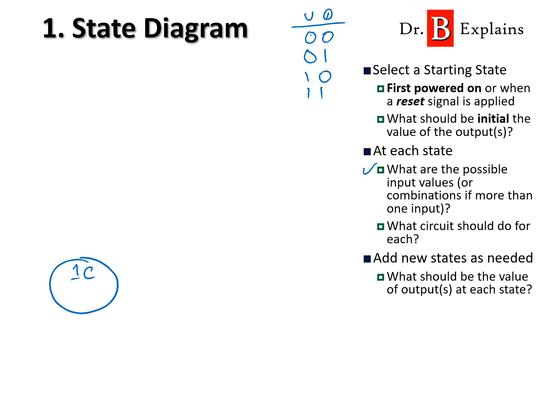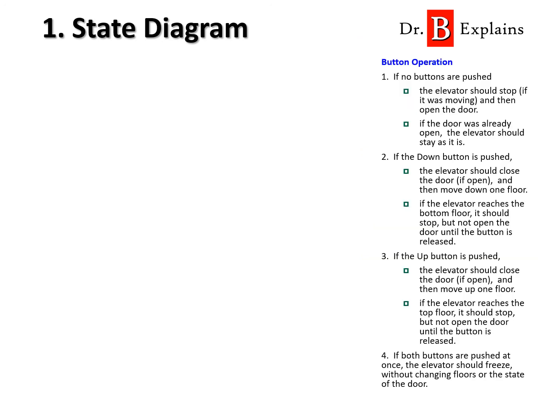So it says that whenever... actually I have it in the next slide. Let me see. Okay, so here are the details. So we're starting again from the 1C, and then we're going to look at the combinations. So I have U and D, and so I have 0, 0, 0, 1, 1, 0, and 1, 1. And we're going to look at each of these.